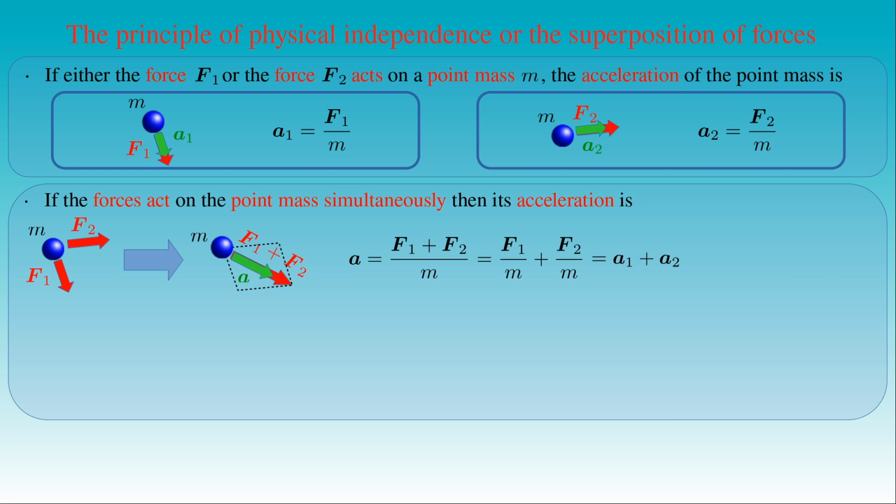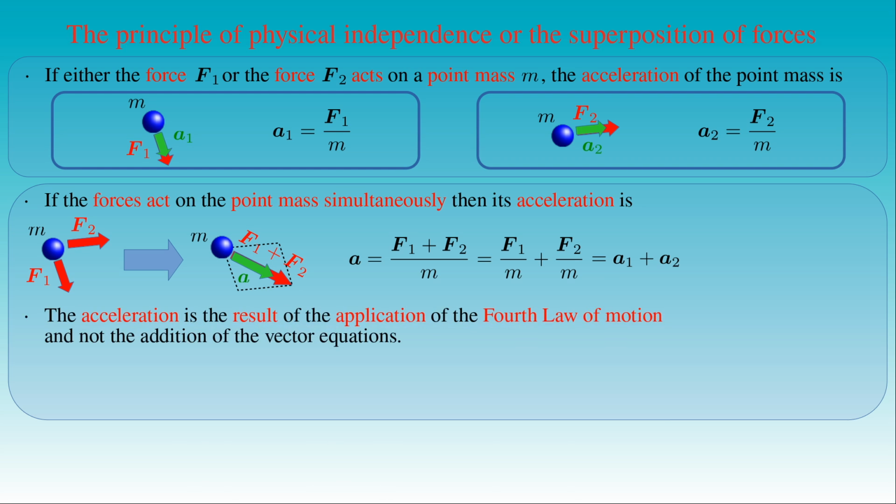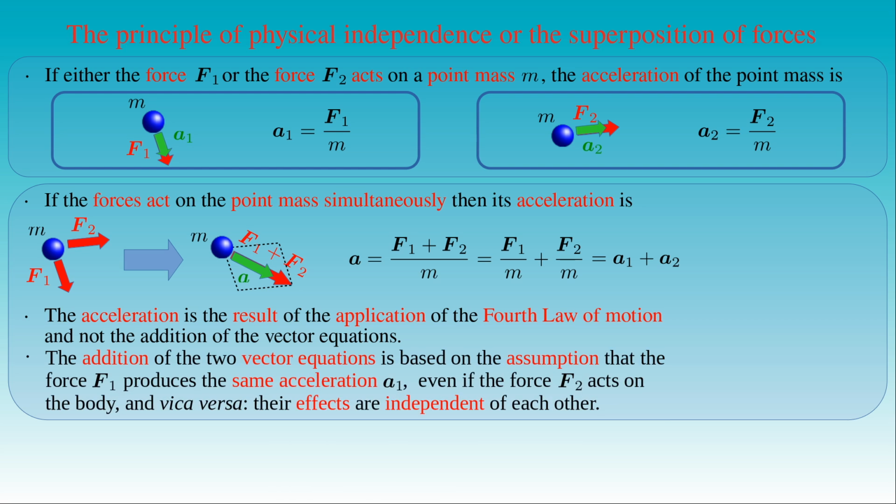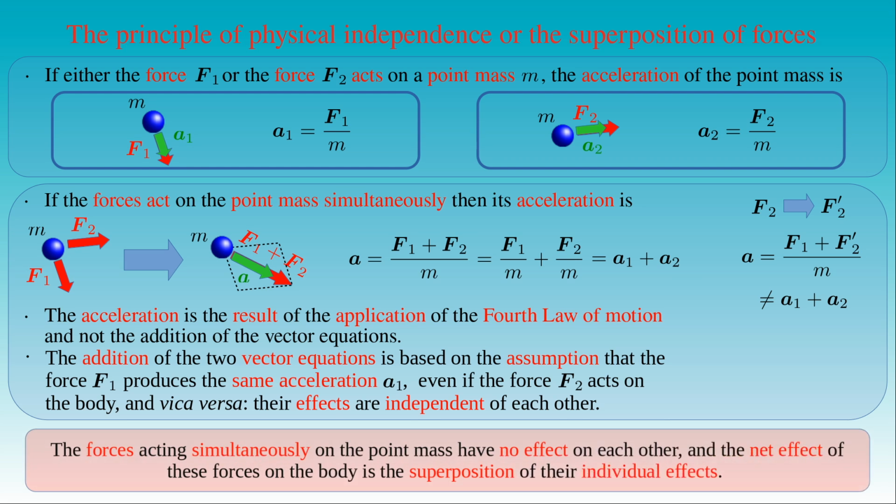In fact, this expression is not the sum of the individual equations for the accelerations a1 and a2, but the consequence of the fourth law. The addition of the two vector equations is based on the assumption that the force F1 produces the acceleration a1, that is, the force has still the same effect on the body, even if the force F2 acts on the body, and vice versa. The effect of the force F2 is independent of the effect of the force F1 as well. If the effect of the force F1 changed the original force F2 acting on the same body to F2', then the acceleration of the body would be F1 plus F2' divided by m, which is not equal to the original acceleration.